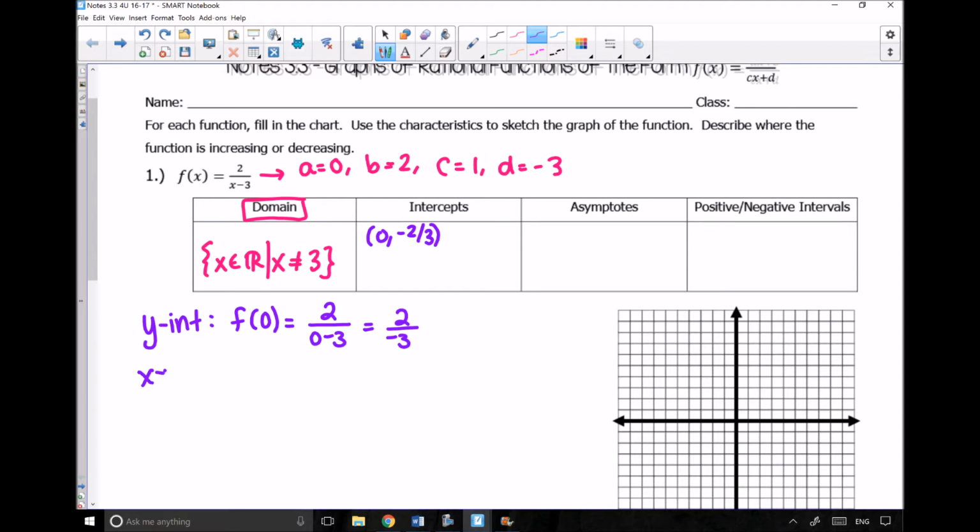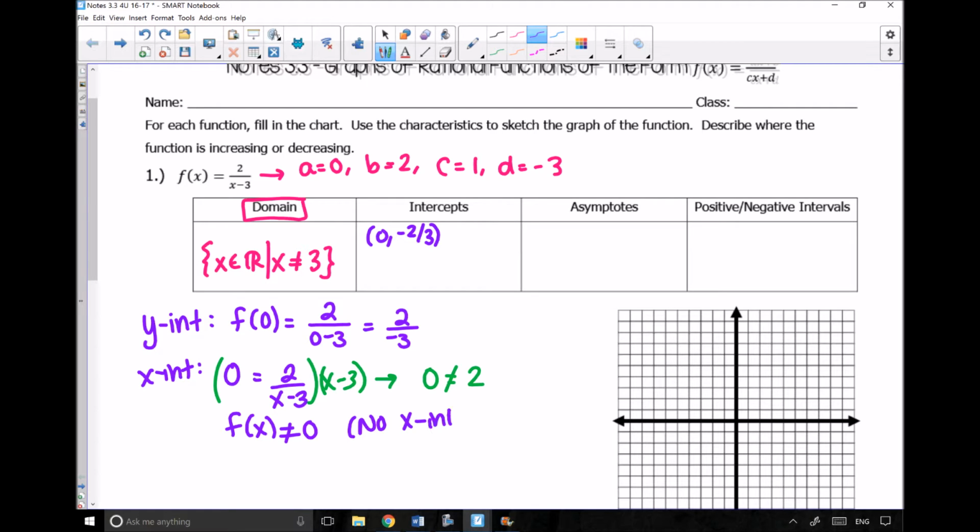Now, for my x-intercept, I have to actually plug 0 in for f of x. So I'm going to say 0 equals 2 over x minus 3. Now remember, we said that we can multiply both sides by x minus 3 to cancel it out. So I end up getting 0 equals 2, which is impossible, which means I don't have any x-intercepts. That should make sense to you because f of x will never equal 0 because we have an asymptote there. So I only have one y-intercept and no x-intercept.